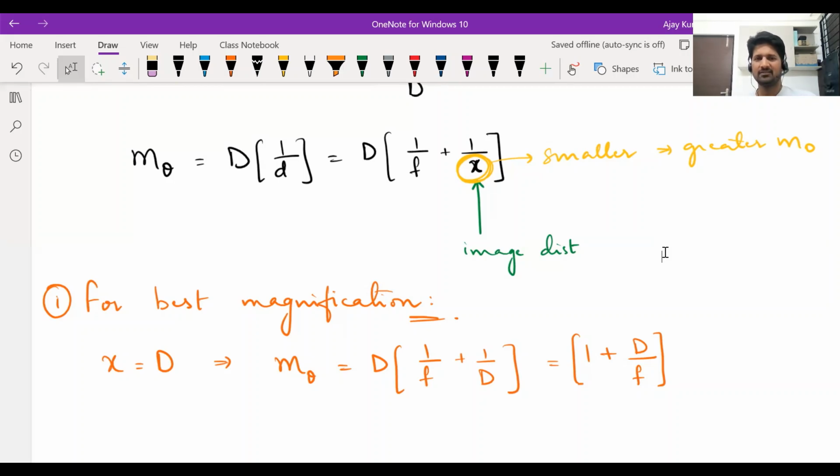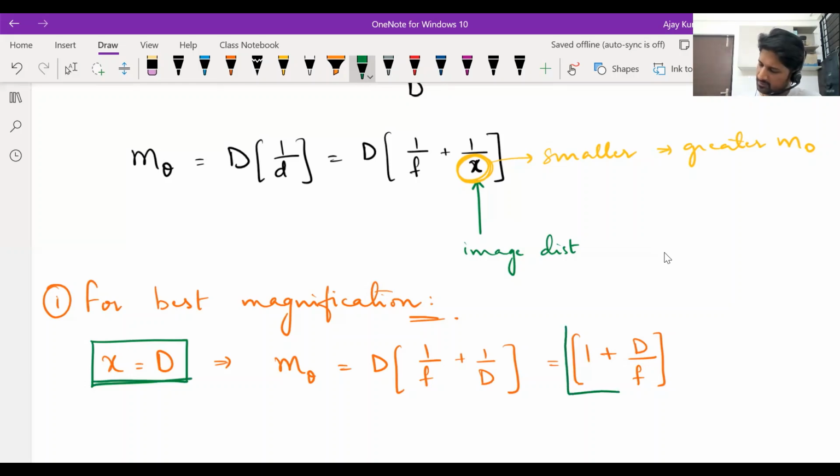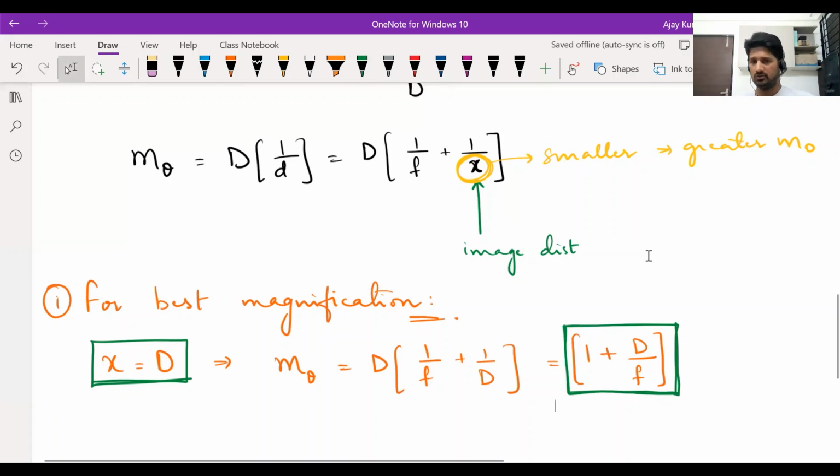What's the nearest distance at which you can see the object, see the image? 25. Capital D. Okay, so that is what I was asking. For best magnification, the image should form at capital D, the near point distance, and in that case, the best magnification you get is this much. Is it clear? Yes, sir. Okay. But there's a problem with making the image form so close.